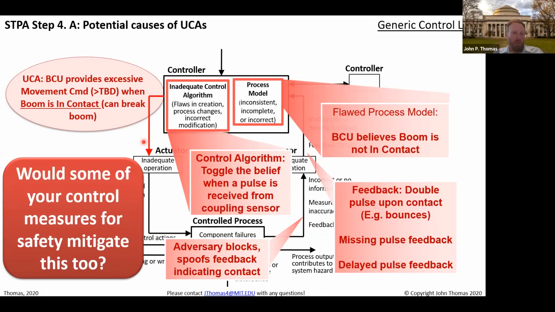Would some of the control measures that you entered mitigate some of the security scenarios as well? I added the block down there in the middle, an adversary blocks or spoofs feedback indicating contact. Would some of your control measures have a side effect of handling that case as well? Yeah, they would, for sure.